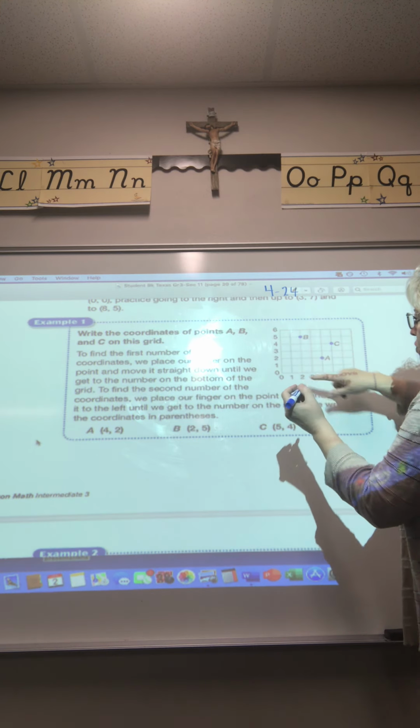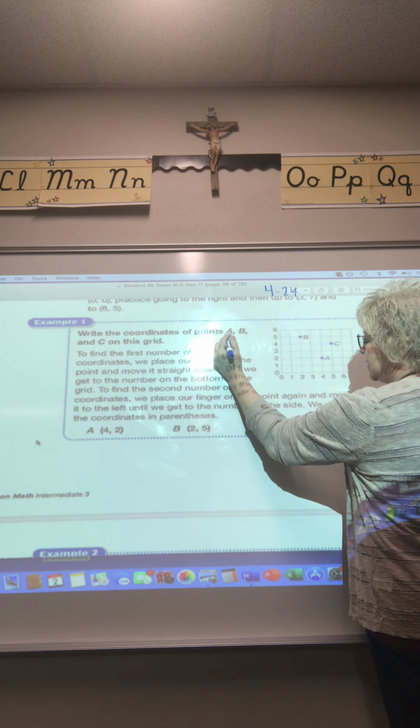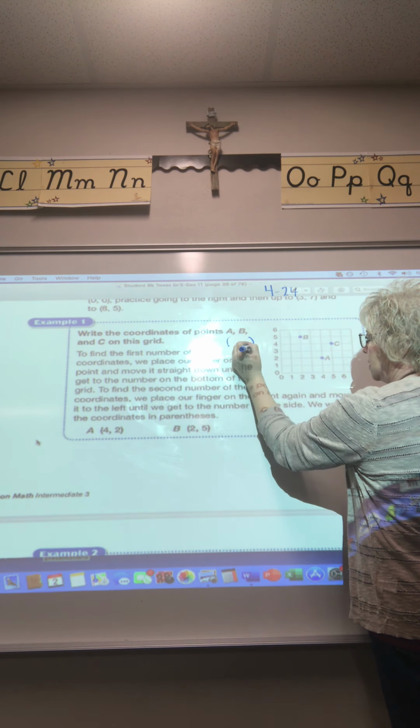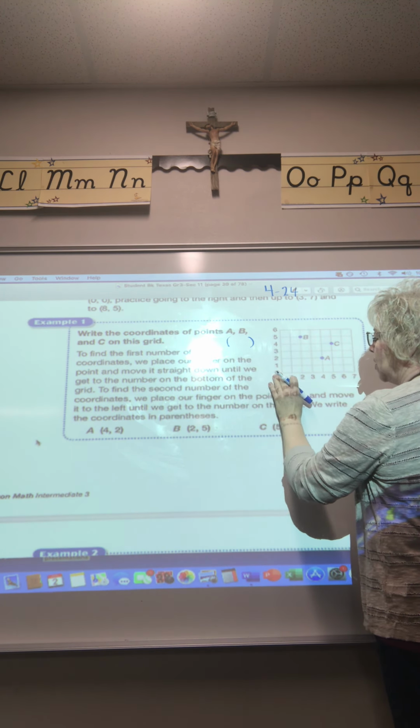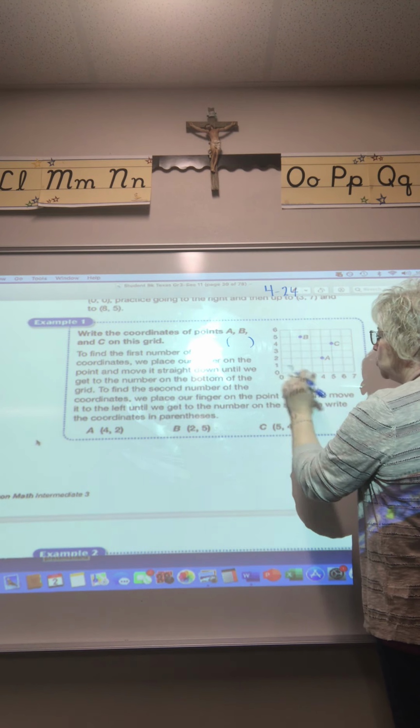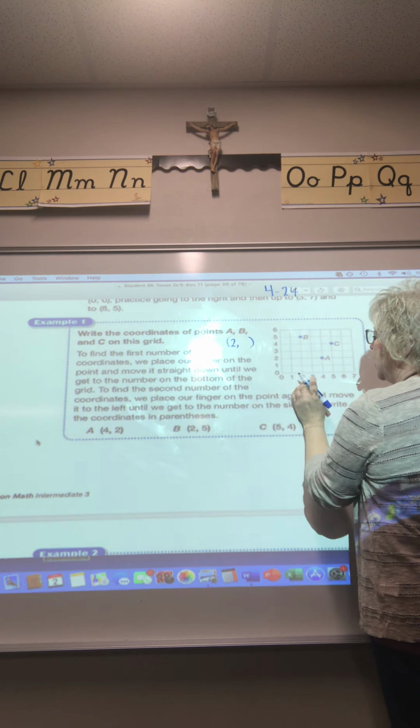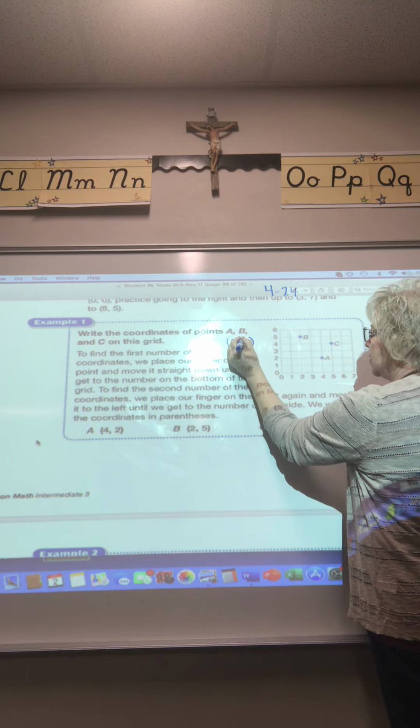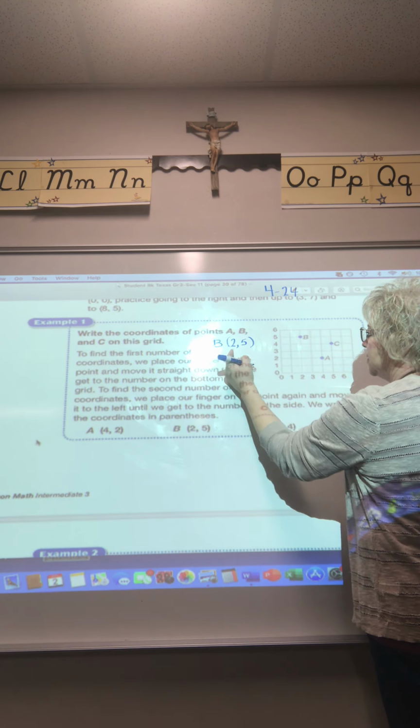So you know that I told you you always put parentheses and you go to your number across first. So this is 2 across and this is 5 up. So B is 2, 5.